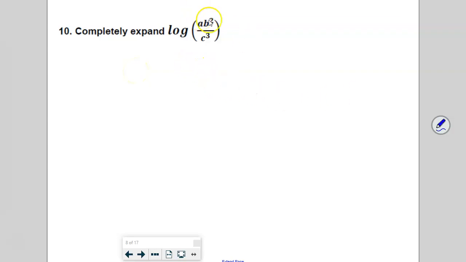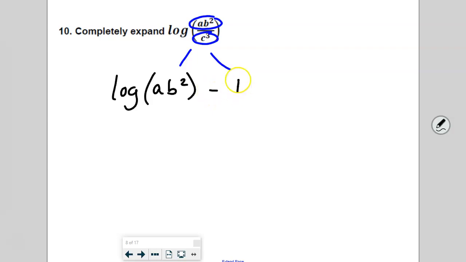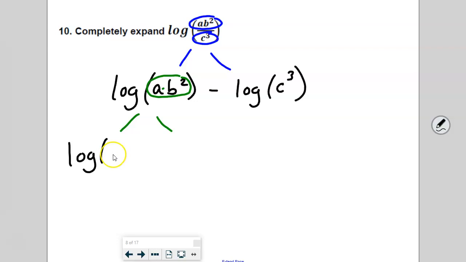So first thing I notice is we have a division problem. So when you have a quotient inside of a logarithm and you go to split that up, that becomes a subtraction problem. So the log of the numerator minus the log of the denominator. Now that's still no good, because then when I look inside this logarithm, I notice it's got a multiplication problem. So we're going to have to split that up, and that becomes the log of the first thing plus the log of the second thing.